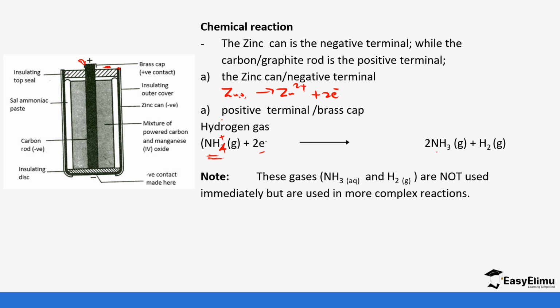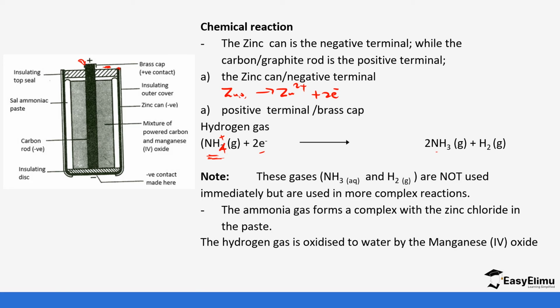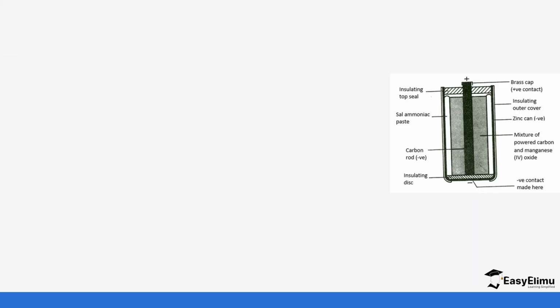The gases, that is ammonia and hydrogen, are usually not used immediately, but they are used in more complex reactions. Ammonia gas forms a complex with the zinc chloride in the paste, and the hydrogen is oxidized to water by the manganese(IV) oxide. So you can see the function of the powdered manganese(IV) oxide: it helps to convert hydrogen gas into water. For the paste containing ammonium chloride and zinc chloride, the ammonia that is formed reacts with zinc chloride to form a complex.